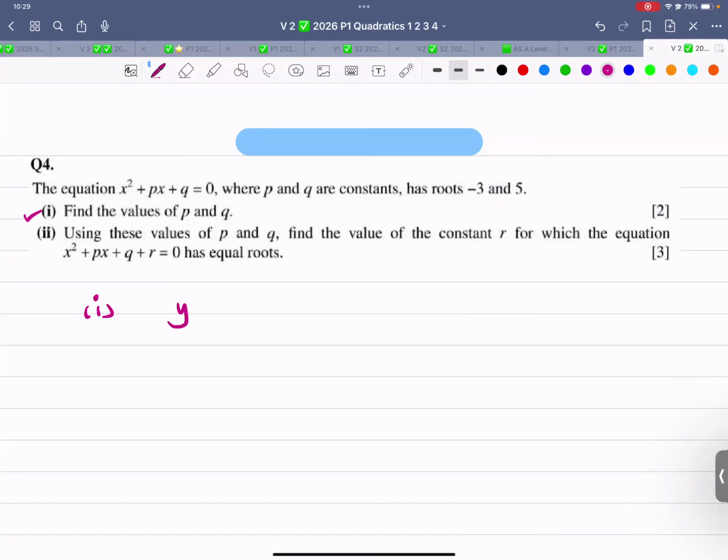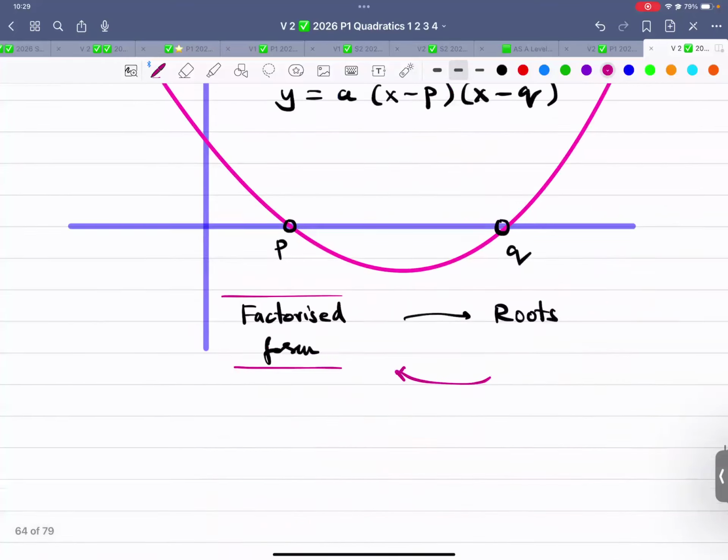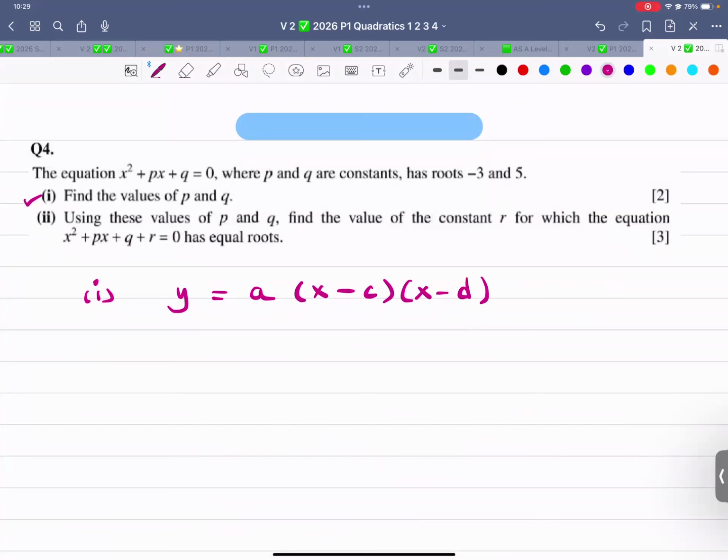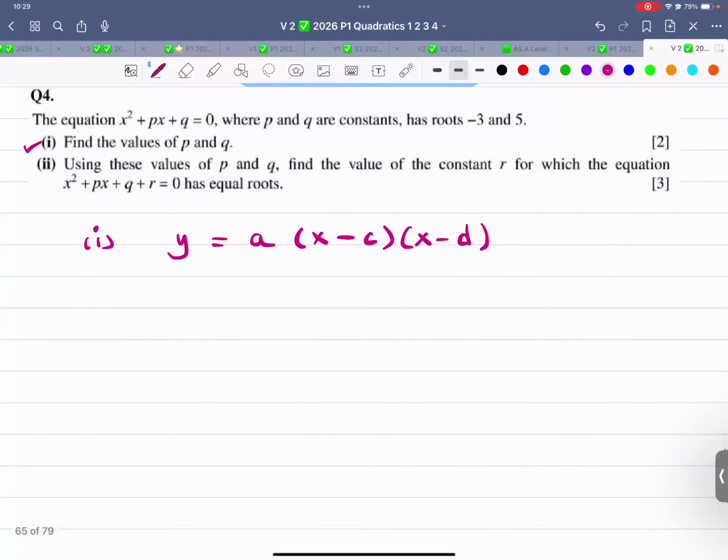So I'll write y is equal to a times x minus c times x minus d. I'm deliberately not using p and q because they have used p and q. Never use the symbols that they have used. Now we know that the coefficient of x square is 1, that means a is 1, so just write a 1 over here. Then c and d are the roots of the equation. So c can be negative 3, d can be positive 5.